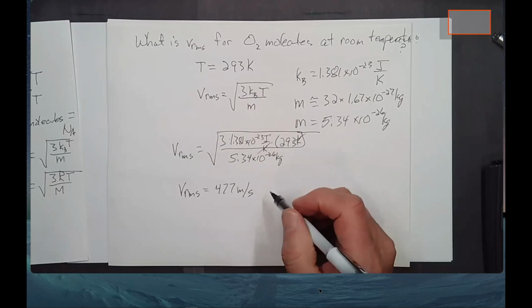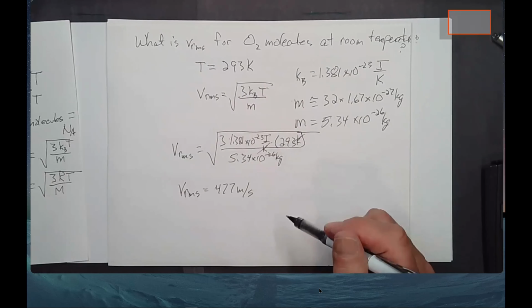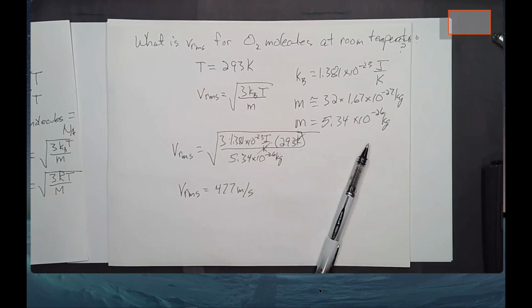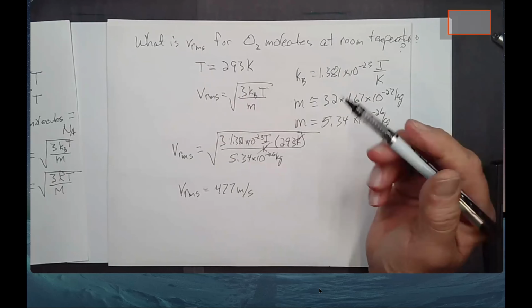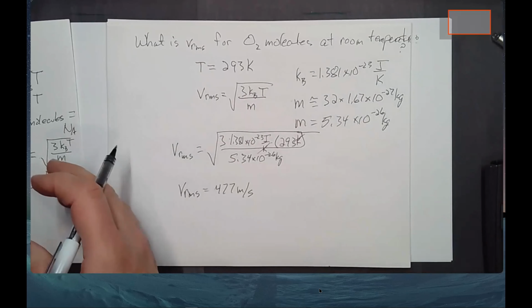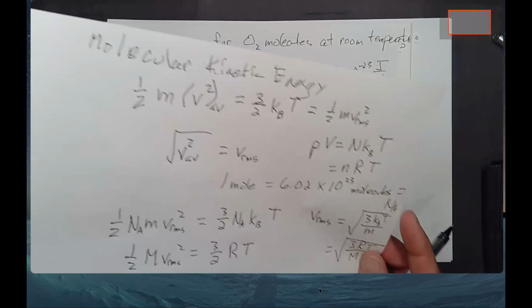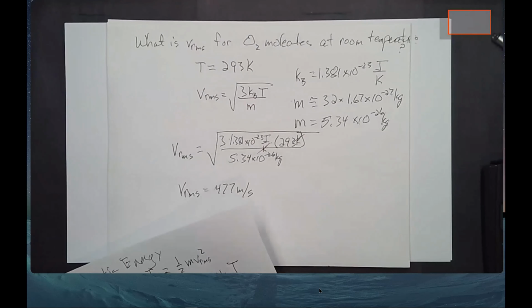So pretty fast anyway. But they're just zipping around in completely random directions. You've got every direction in the air in a room that you could possibly think of and all that stuff. But that's a way that you can calculate the speed of an oxygen molecule at room temperature. So it jumps out of there pretty nice.